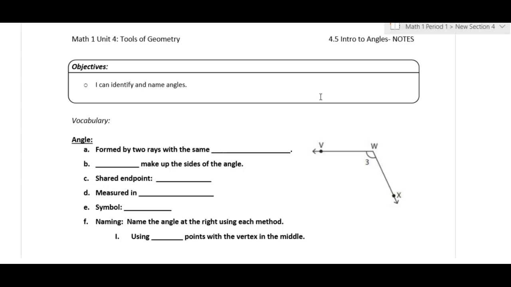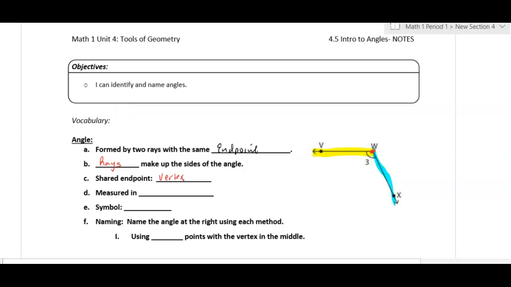And basically, angles are formed by two rays that share the same endpoint. Okay? So when I look here, you have one ray here and you have another ray here, and they both share this common endpoint, W. Now, what you have to understand is the two rays make up the sides of the angle, and we call that shared endpoint, which is W, the vertex of the angle.